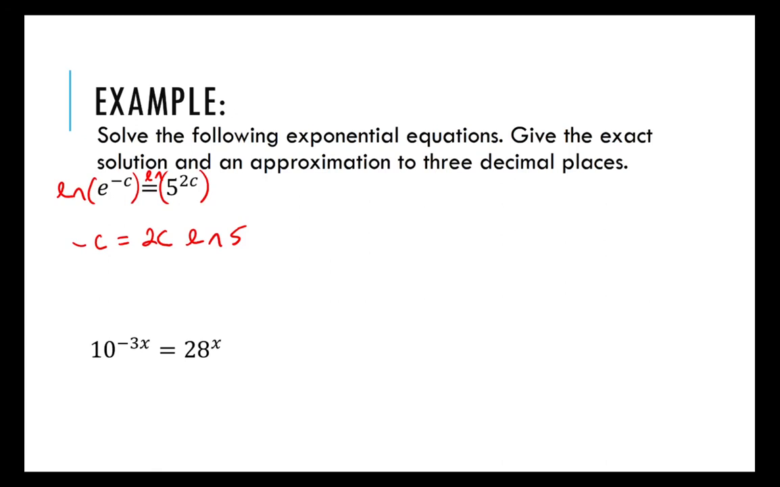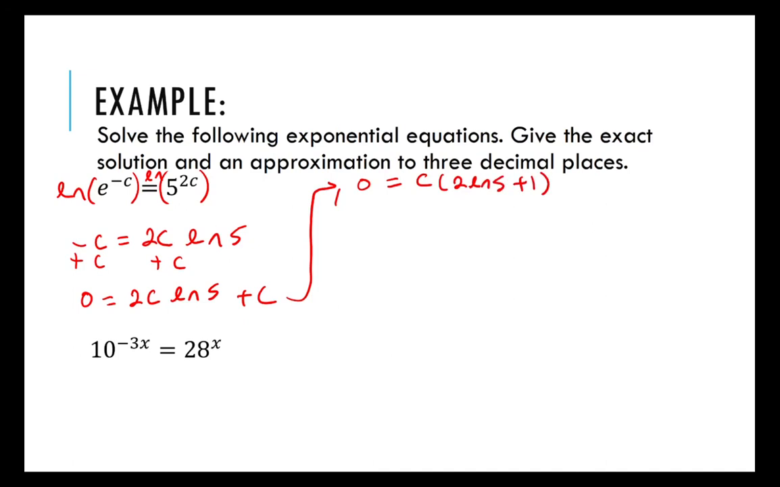So what do I need to do? I need to play a trick. And my trick is I need to add c to both sides. When I do this, I get 0 is equal to 2c times the natural log of 5 plus c. Well, at this point, what can we do? Well, the trick here is factor out a c. So then I get 0 is equal to c times 2 natural log of 5, plus 1. Well, at this point, I've got c almost by itself, and here I can divide by 2 natural log of 5 plus 1 because that's not 0.